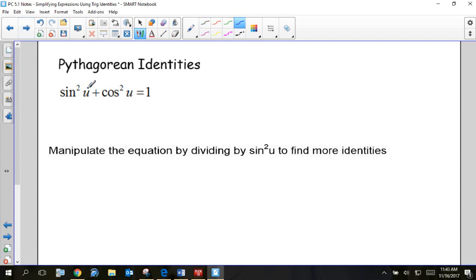But I would write down sine squared u plus cosine squared u equals 1 again, and then this is an equal sign, so as long as I do the same thing to both sides, I can do whatever I want. So if I want to divide both sides by sine squared u, as long as I do it to everything, I can.